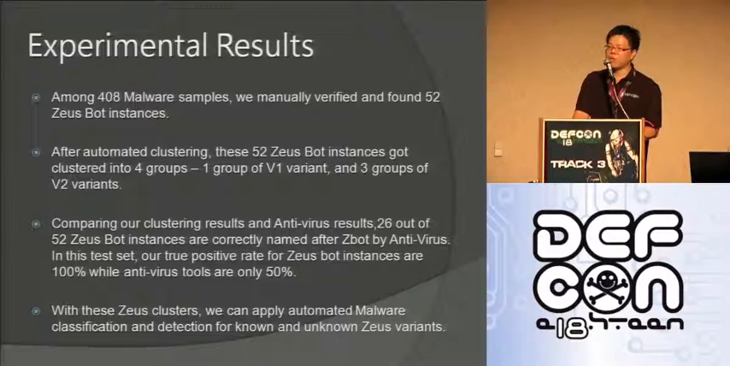So our malware clustering has the same accuracy as the antivirus. While these antivirus tools are only able to identify 26 of them, we can automatically cluster all 52 instances. So even though we don't have signatures, because we know how to cluster them, their colors tend to be similar. Then we are able to say that, okay, these malware binaries are actually a ZBot family.